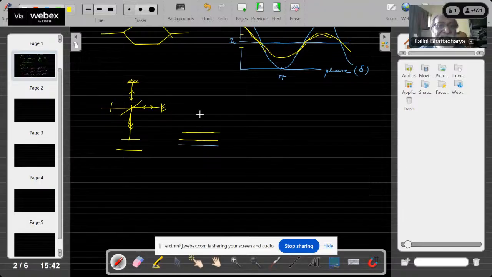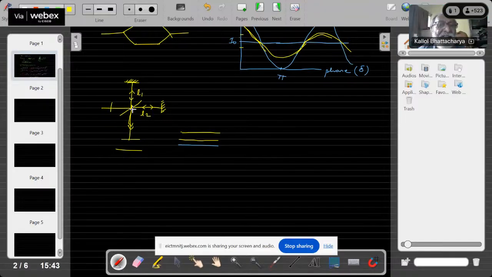Now, let us assume that these two mirrors are perfectly parallel to each other. Therefore, these two wave fronts which come here from these mirrors are also parallel to each other. Let us also assume that from the center of the mirror, this length is L1 and this length is L2.